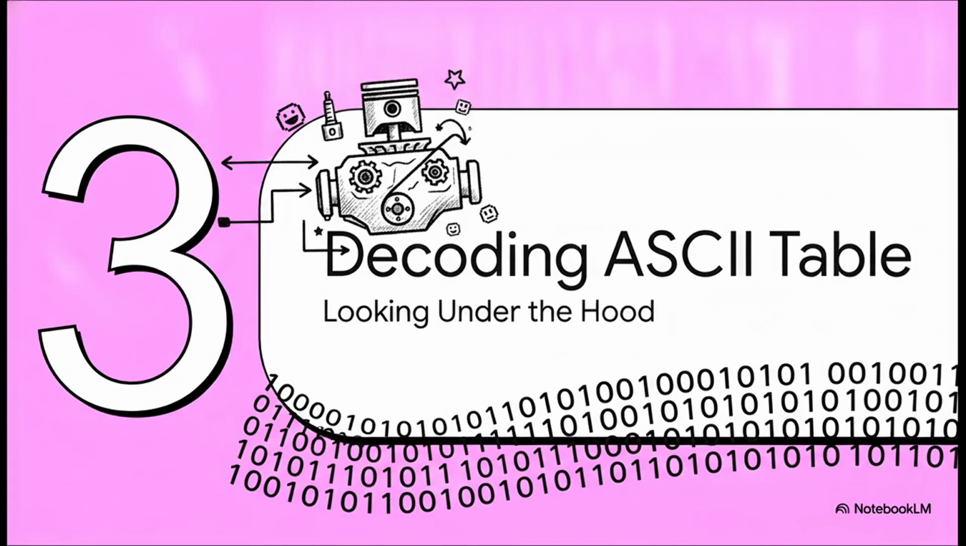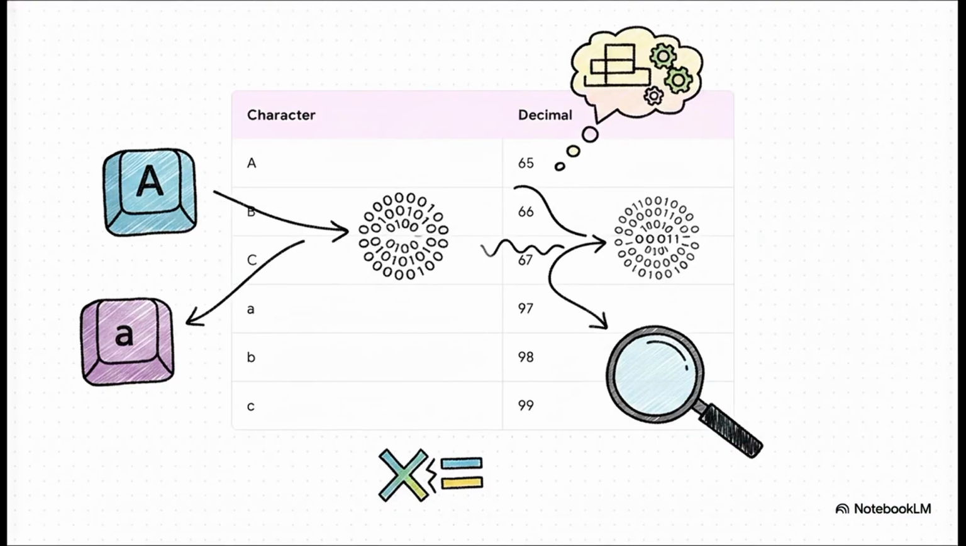Let's hit section 3, decoding the ASCII table. Okay, let's dive into the actual numbers here, where you can clearly see the translation in action. Think about how capital A is explicitly mapped to the decimal number 65. Then capital B is 66, C is 67, and so on. But notice the massive jump for the lowercase letters. The lowercase counterpart, a, shifts all the way up to the number 97. To the computer, a capital A and a lowercase a aren't just the same letter with different formatting. No way. To the machine, they are two entirely distinct numbers.